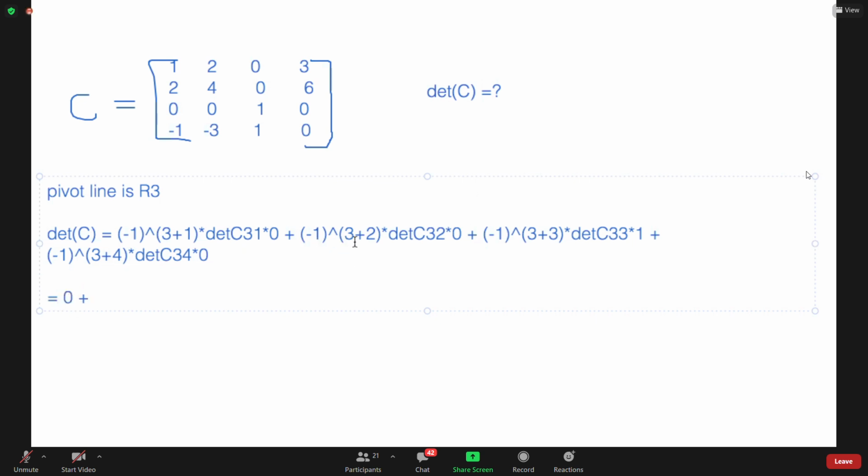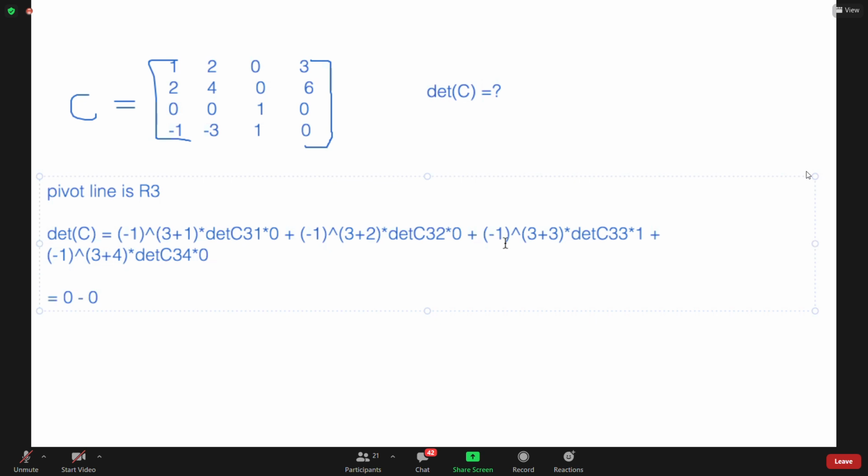-1 to the position 3 plus 2 is -1 to the power of 5. -1 to an odd number will remain -1. Therefore, instead of a plus, I will actually have a minus. Minus the determinant of the position C32 multiplied by 0 will again yield a 0.